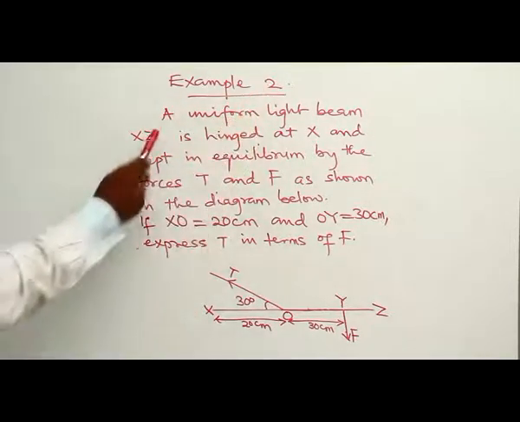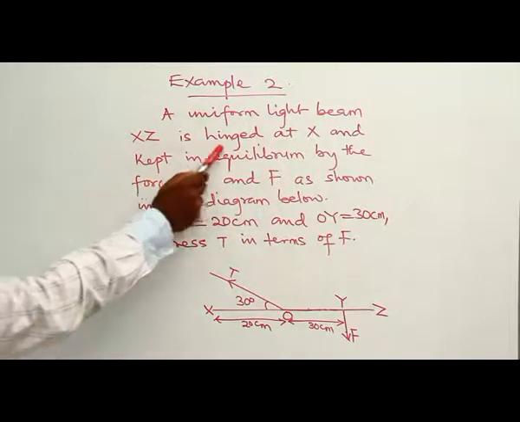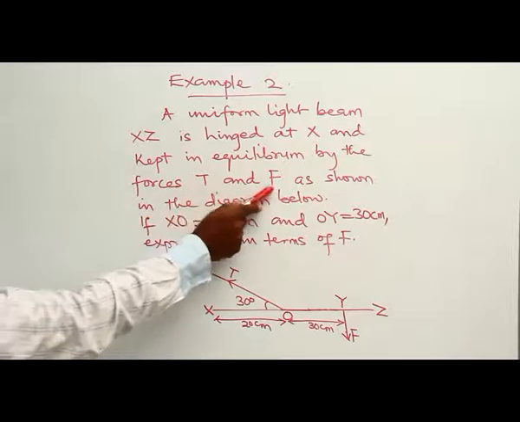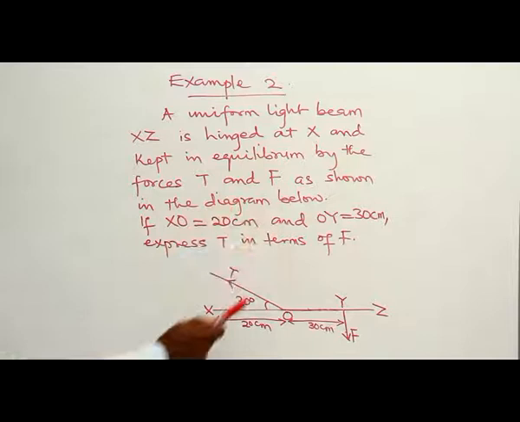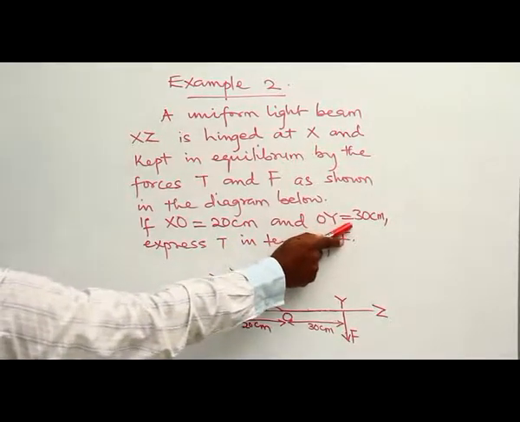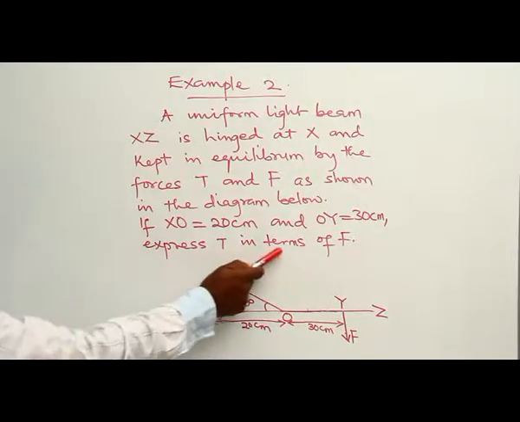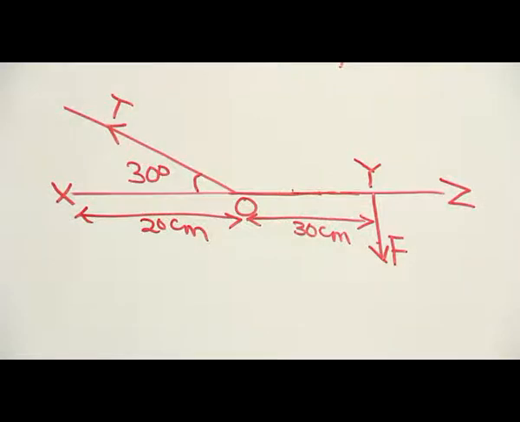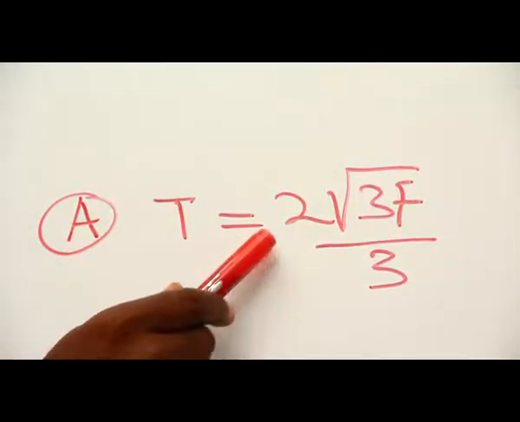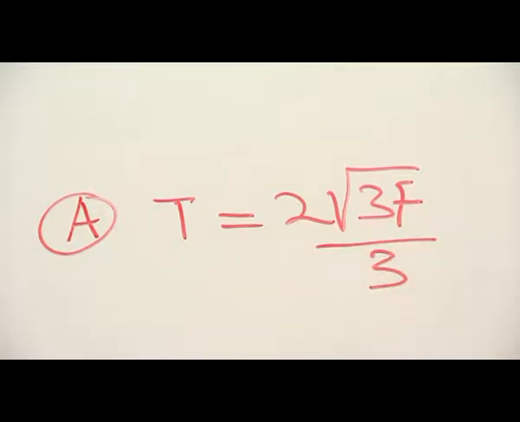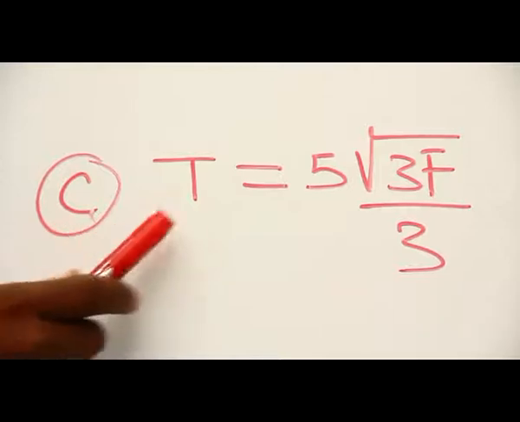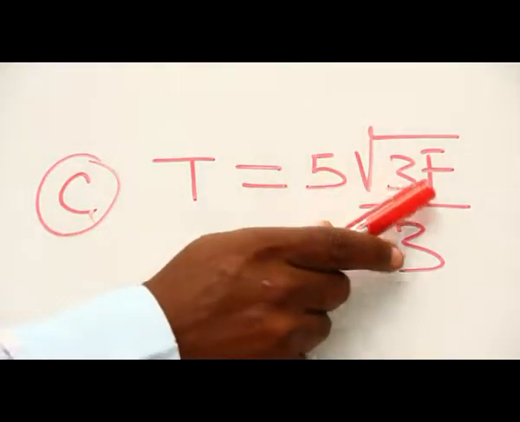Example 2. A uniform light beam XZ is hinged at X and kept in equilibrium by the forces T and F as shown in the diagram below. If XO is equal to 20 cm and OY is equal to 30 cm, express T in terms of F. And this is the diagram we are to consider. Option A, T is equal to 2 root 3F divided by 3. B, T is equal to 2F. C, T is equal to 5 square root of 3F divided by 3.